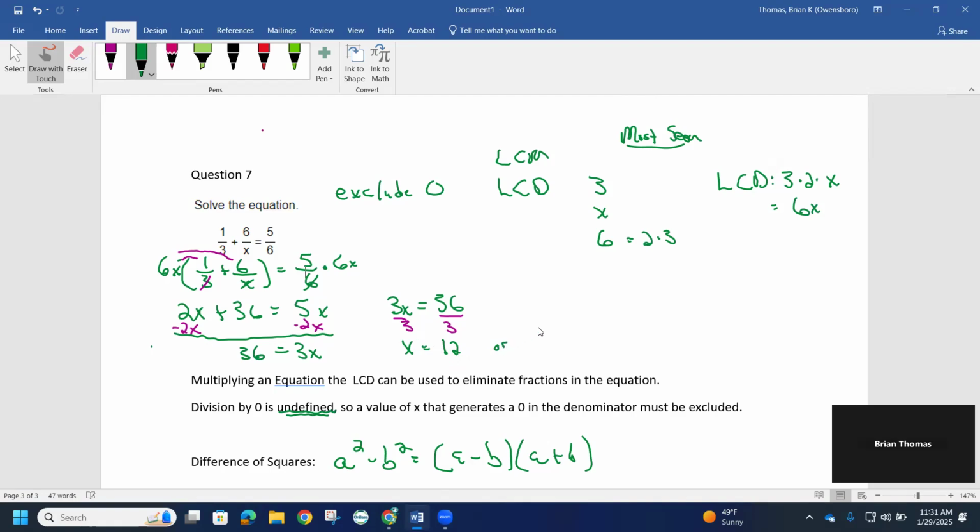So my solution is going to be 12. Or I can write it as a solution set. The solution set is 12. So either one of those is acceptable: x equals 12 or the solution set is 12. Notice how, again, we did not get 0, so there were not any extraneous solutions. There was nothing to exclude because the only solution was 12, not 0. So we don't have to worry about throwing anything out.